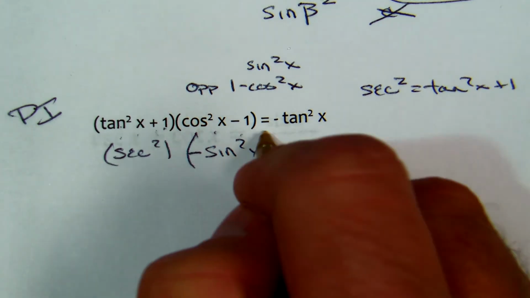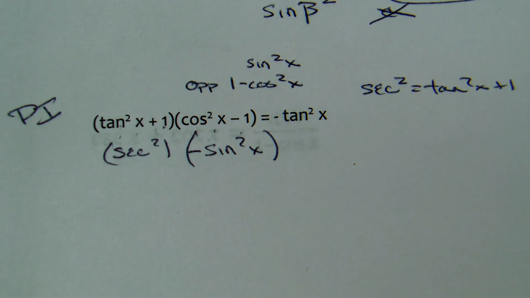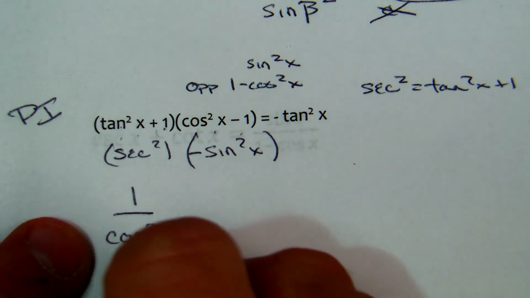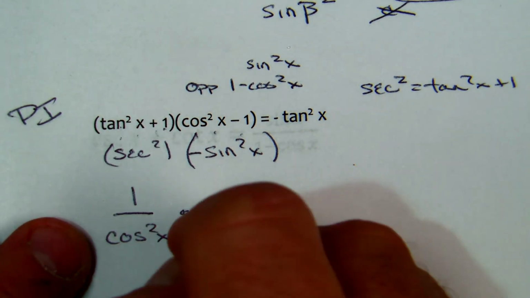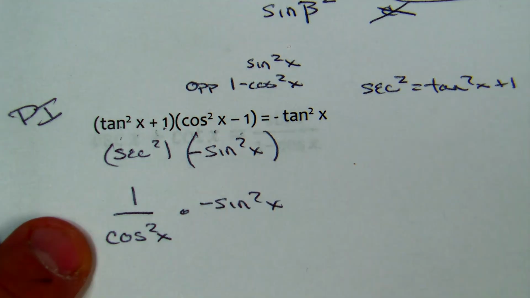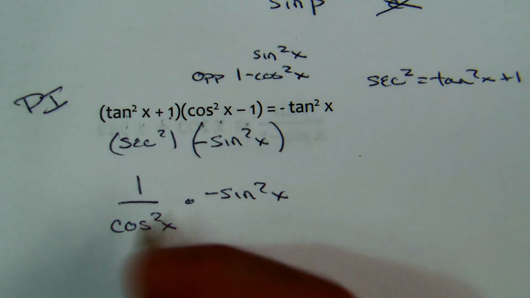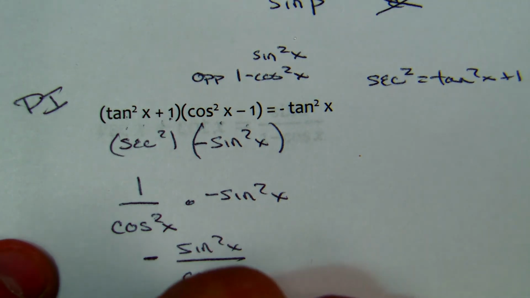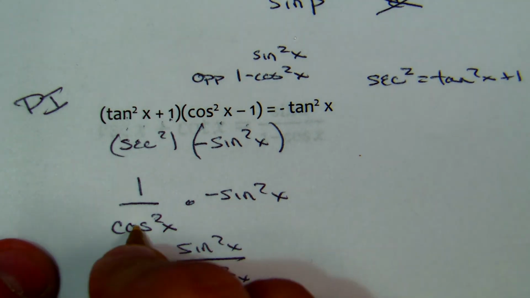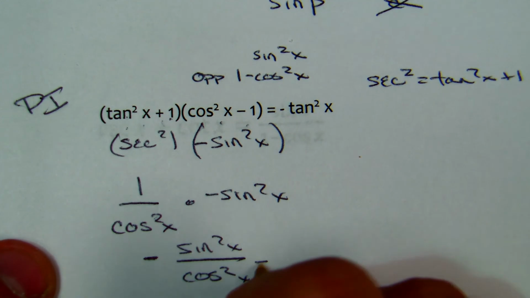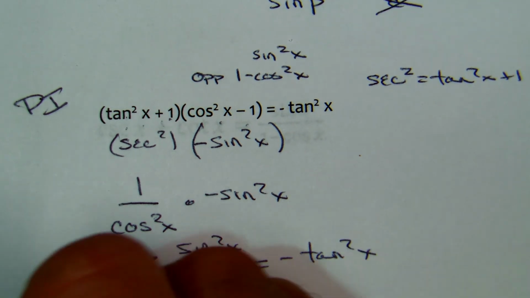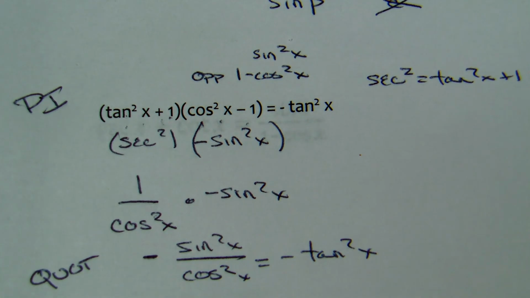So it's secant squared times negative sine squared x. Secant squared, using reciprocals again. When all else fails, we write it in terms of sine and cosine. Negative times a positive is negative. Negative sine squared x over cosine squared x. Cosine in the denominator, sine in the numerator. And hopefully you realize using quotient identities that is negative tangent squared x.